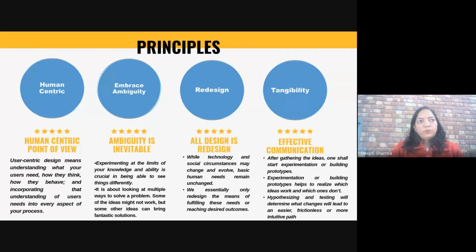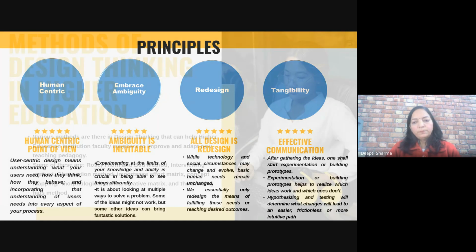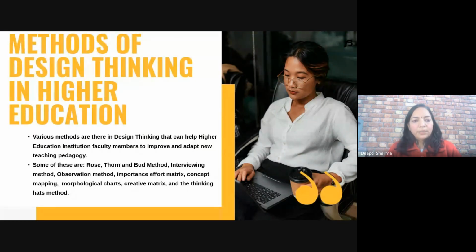So we should always understand the need of our user. We should always embrace the ambiguity. We should always be ready to redesign whatever we have already designed, whether it is a conceptual method, or a way of teaching, or a way of evaluating the students, or a way of maintaining the discipline. Whatever it is, we should always be ready to redesign the concept, and at the end it should be tangible. So these are the methods of design thinking, and we are going to implement these methods.